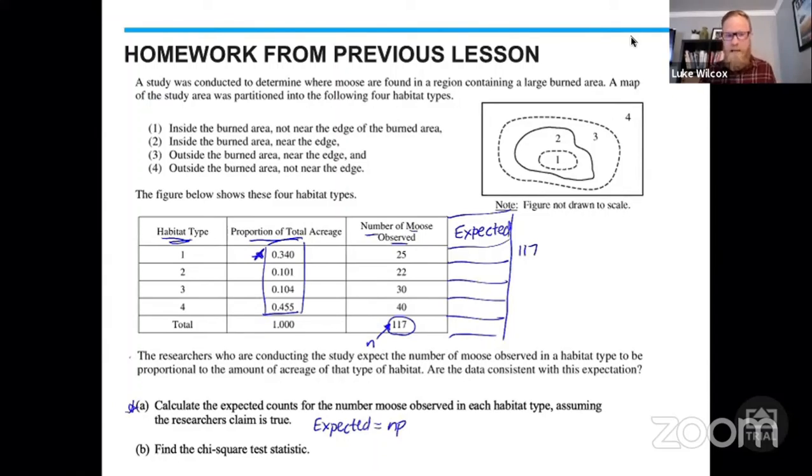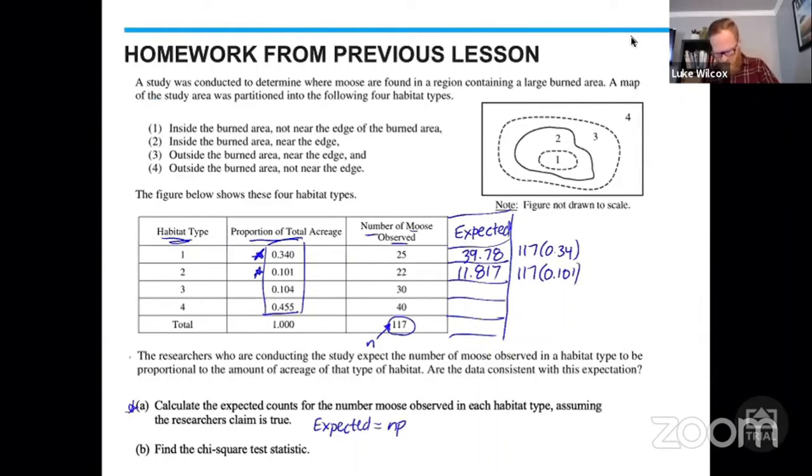So for habitat type number 1, we think 34% of the moose should be in that habitat type. So I'm going to multiply that by 34%, 0.34, and I get 39.78 as the expected value. Now moving into habitat type 2, we still have 117 as n, our sample size here, but now the proportion is 0.101, and I'm going to tell you that comes out as 11.817.